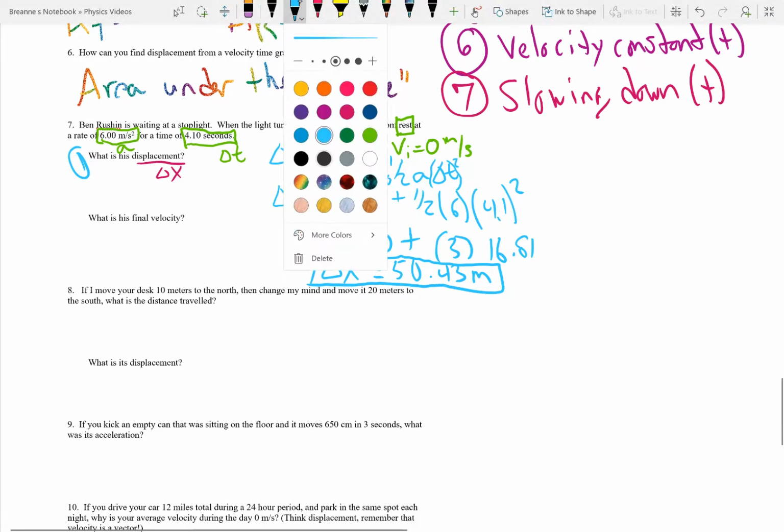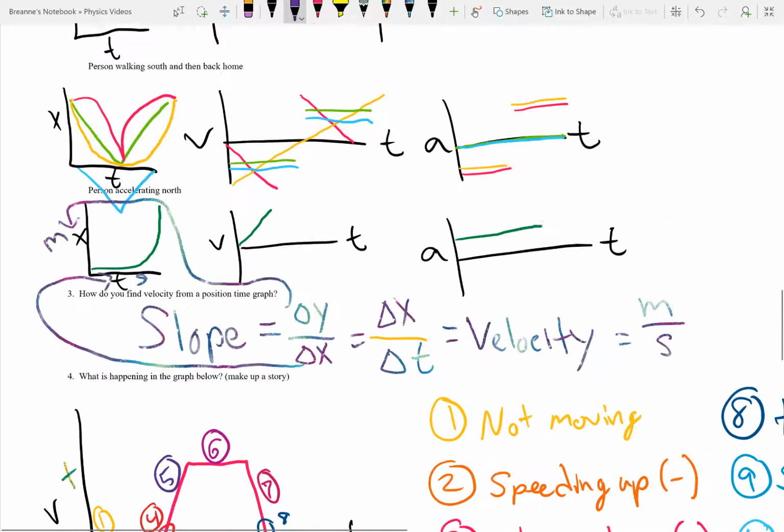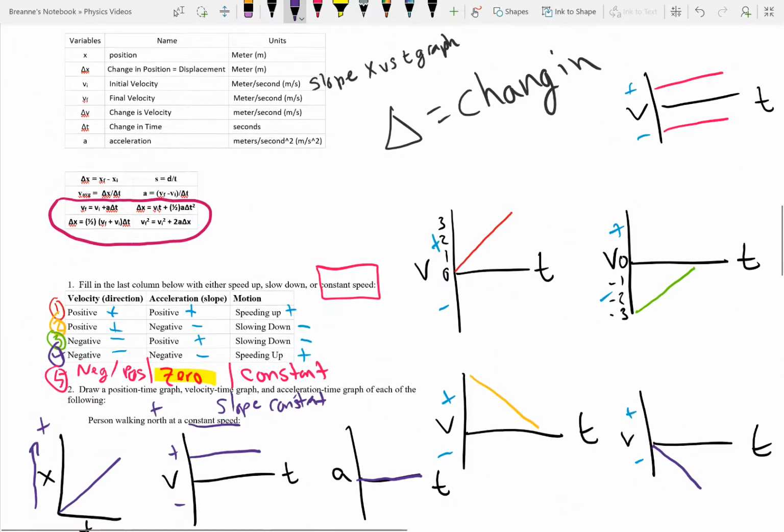So for the next one, we're looking for his final velocity. So we can scroll up. We have acceleration, we have time, and we have initial velocity. So I think we can use the first one. Let's see. Yep, we can use this one.